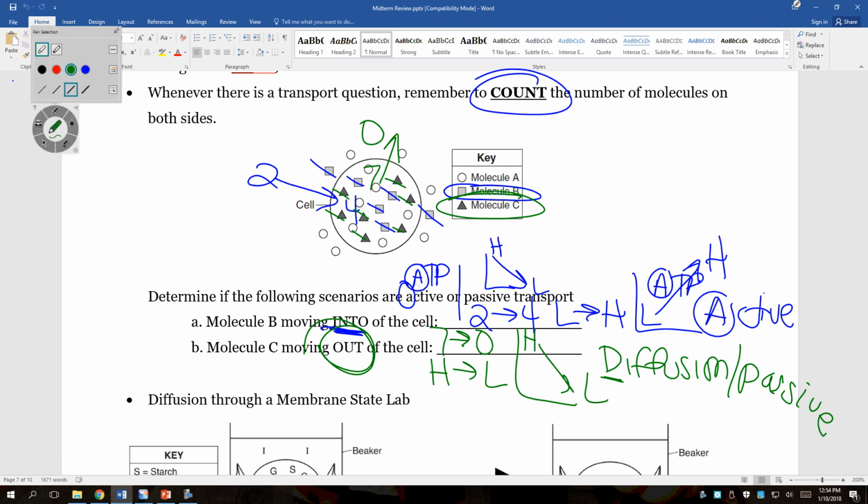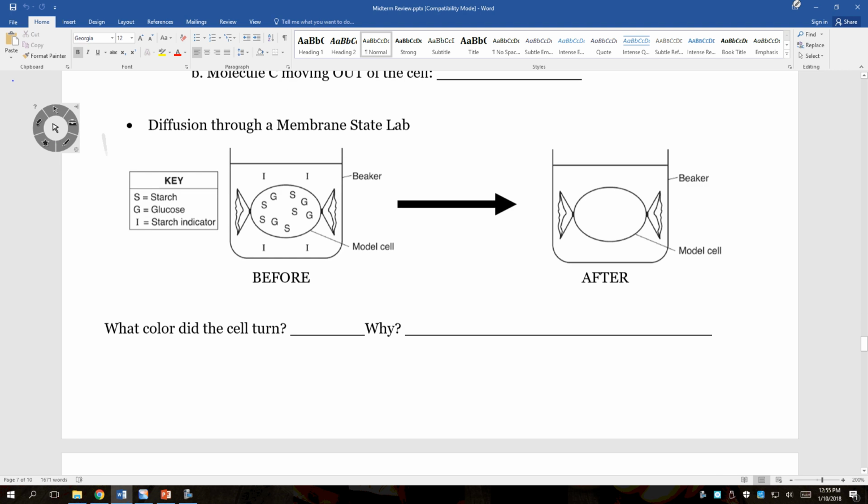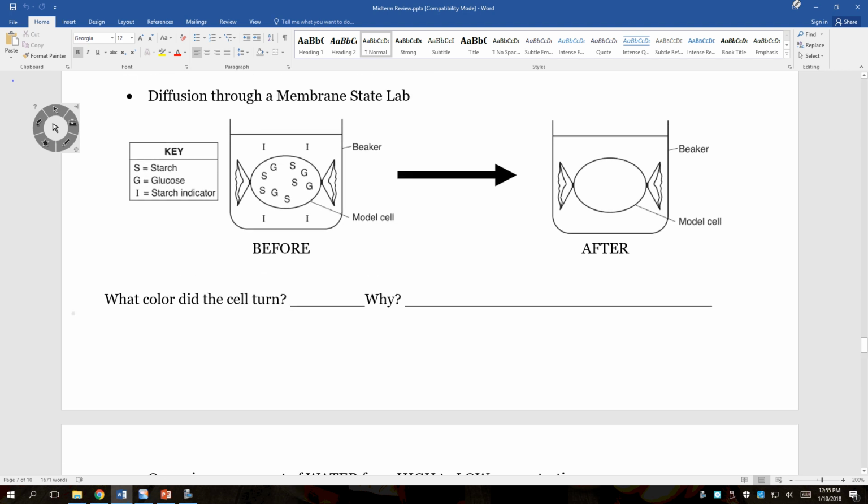The next section is looking at the state lab. Now remember, when we were doing the state lab, we made a little tiny model cell, and then we needed to see what was going to happen inside of that model cell. This is what the setup looked like. It was called diffusion through a membrane. And it wants to know, what is the after going to look like? Remember, we waited about 10, 15 minutes and we saw where those molecules moved.